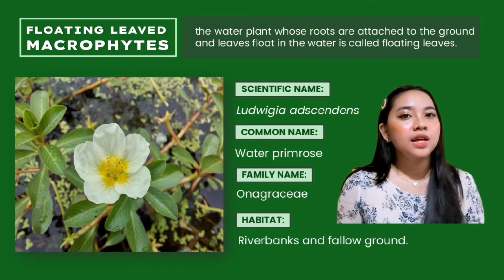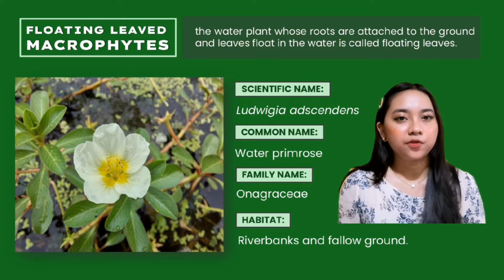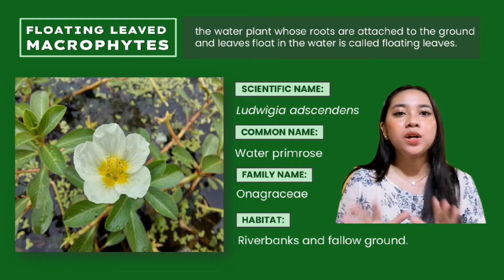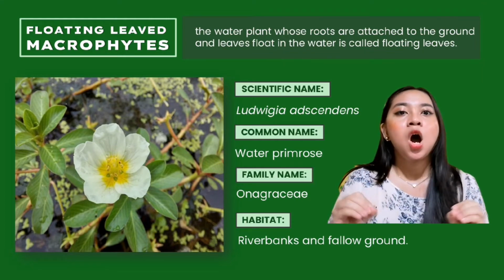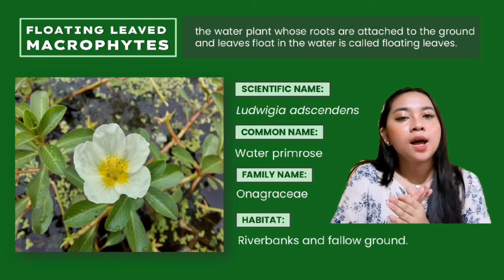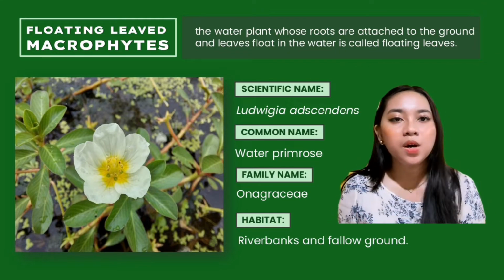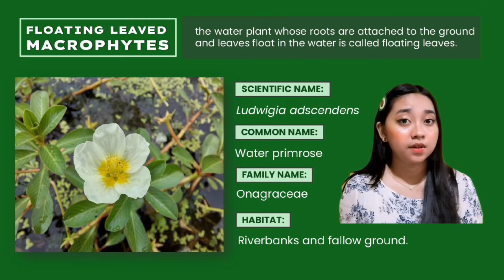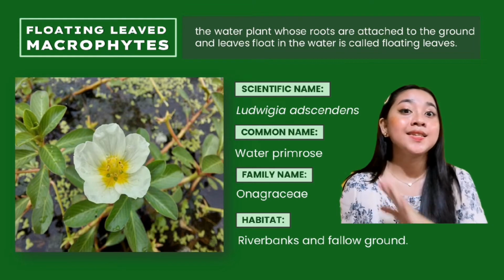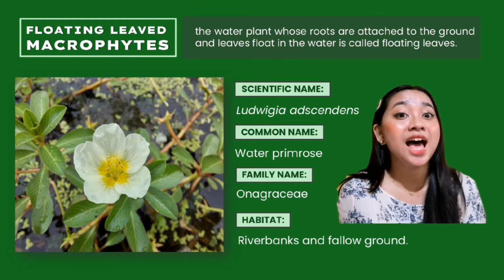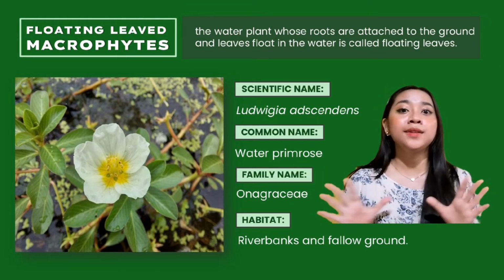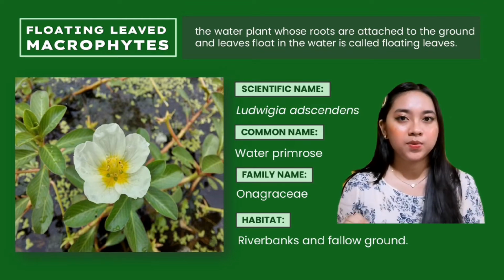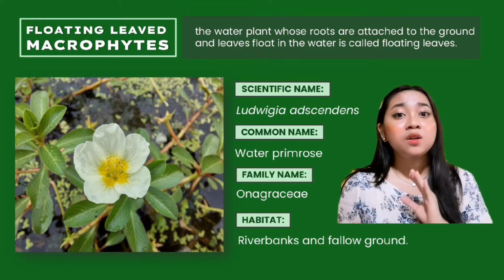Now we have the floating-leaved macrophytes. It is the water plant whose roots are attached to the ground and leaves float on the water, called floating leaves. For instance, the scientific name of Ludwigia adscendens, commonly known as water primrose, is a member of the Onagraceae family.